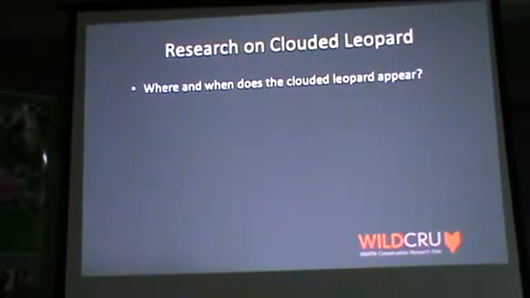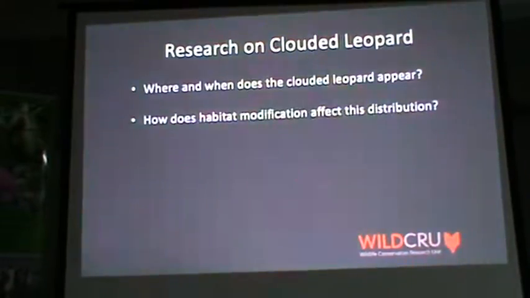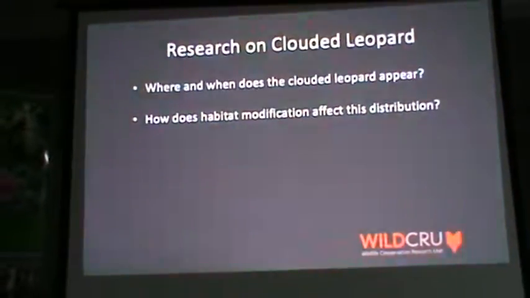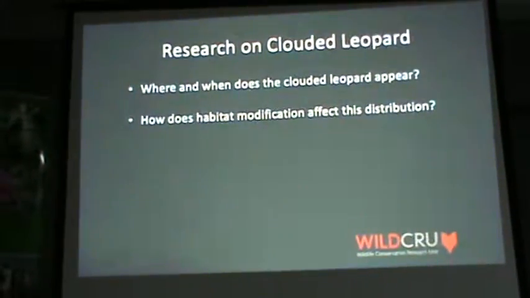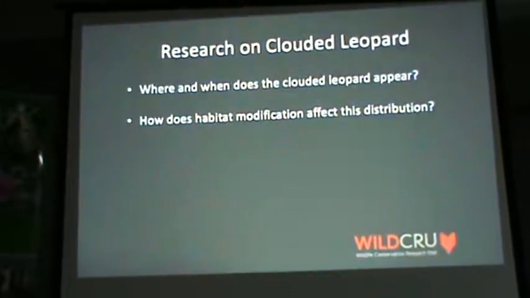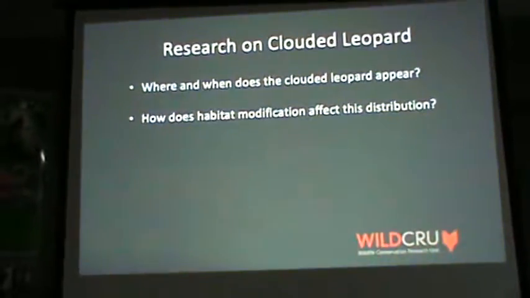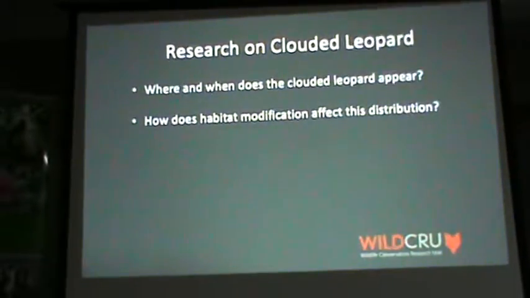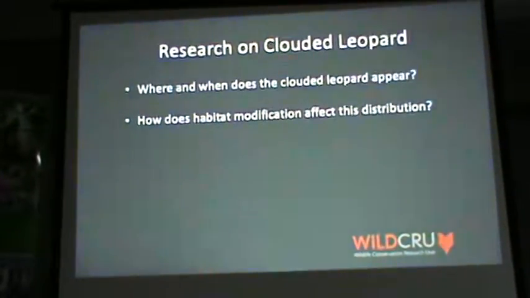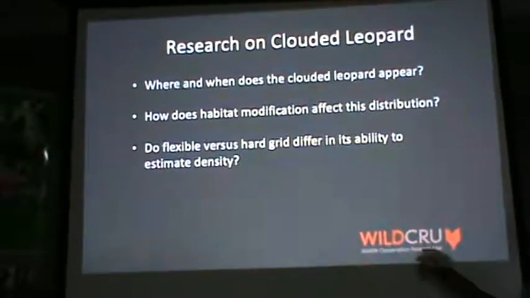And the research on clouded leopards has four different questions. This is my study site. Where and when does the clouded leopard appear? Unfortunately, Ulu Muda, despite being an important water catchment area, has habitat modification in terms of logging. Kedah is not a well-to-do state, and to meet their revenue demands, they are cutting down the forest, and each tree itself costs about 3,000 ringgit.